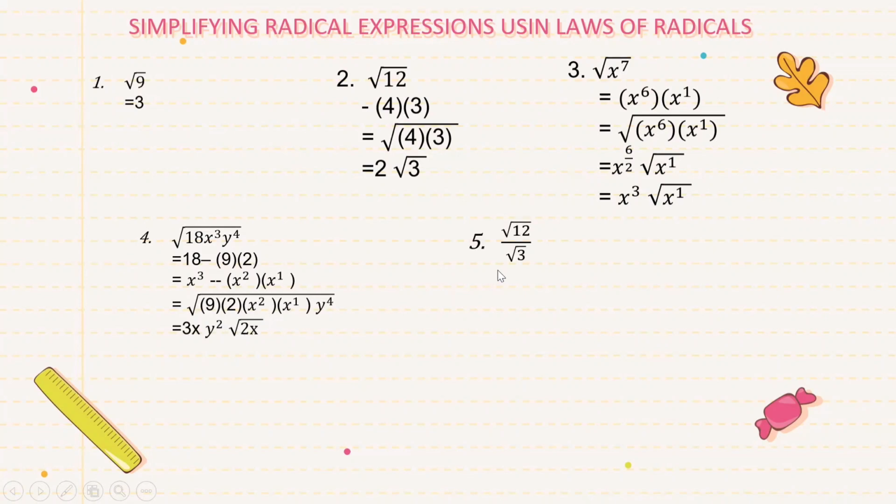Number 5, the square root of 12 over the square root of 3. Since 12 is not a perfect square again, factor muna natin yung 12 kaya magiging yan siya square root of 4 times square root of 3 over square root of 3. If we simplify this, ang matitira is square root of 4 because the square root of 3 over square root of 3 is equal to 1. So the square root of 4 is equal to 2. This is our final answer.